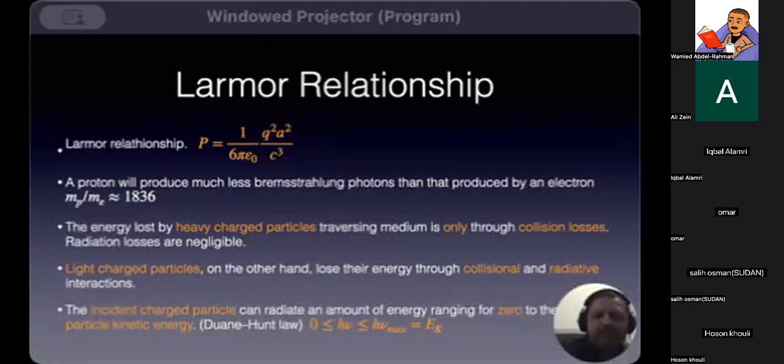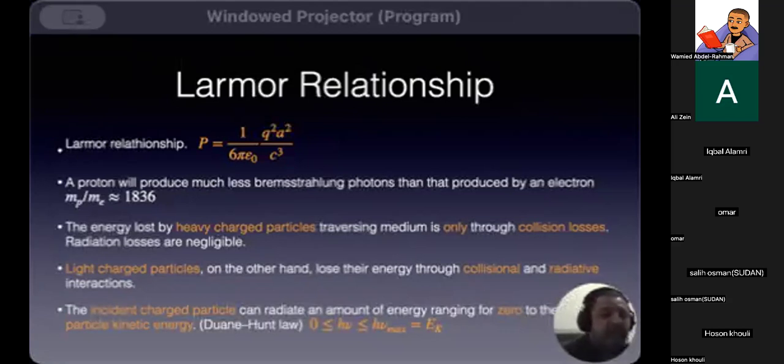The energy lost by heavy charged particles traversing a medium is only through collision losses. This is something we're going to talk about in the future when we talk about stopping powers, how charged particles lose their energy. So heavy charged particles lose energy as they go through the medium through collisional interactions. Radiative interactions, although present, are negligible and we just ignore them. The radiative part might need to be considered when you're doing shielding, for example.